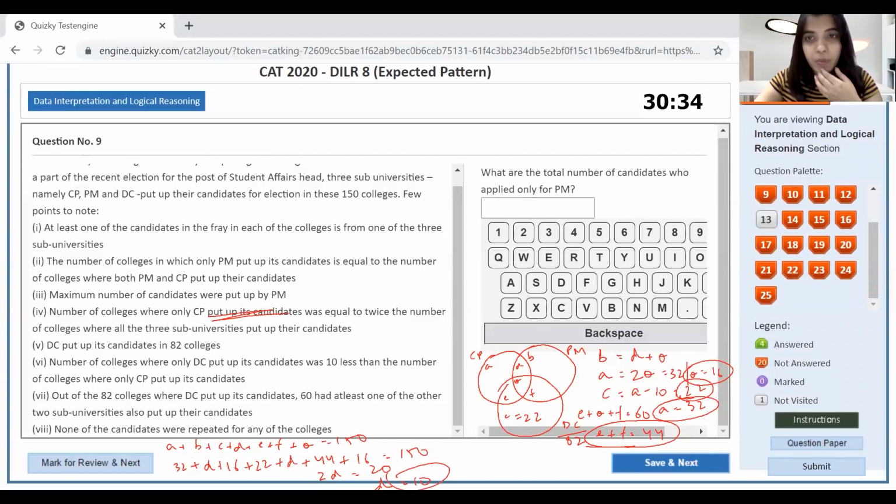Total number of candidates who applied only for PM. Only for PM, they're asking us for B. Now we know what D is. D is 10. O is 16. So D plus O is what? 26.